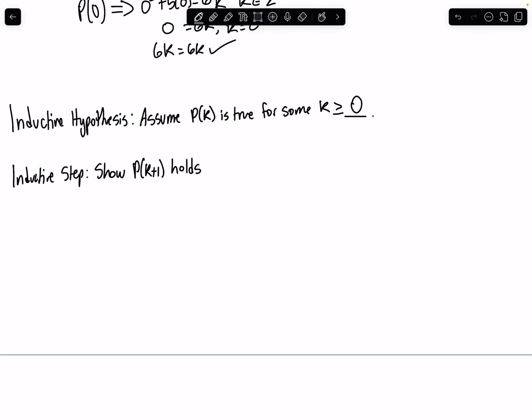Now our inductive step. This is where most of our math gets done. We've set up our dominoes for P of k. We now want to knock down our next domino, which is P of k plus 1. And the reason I say dominoes is because if we say P of k knocks down P of k plus 1, or shows that P of k plus 1 is true, then we can then say that P of k plus 1 should also show P of k plus 2 is true by the same logic. And we can keep going on forever.